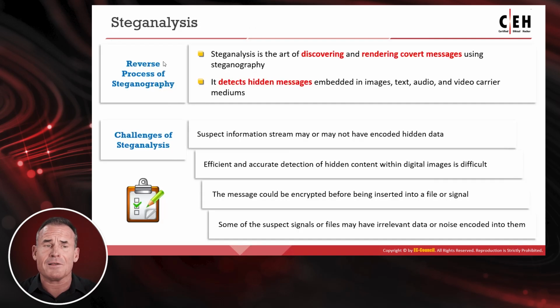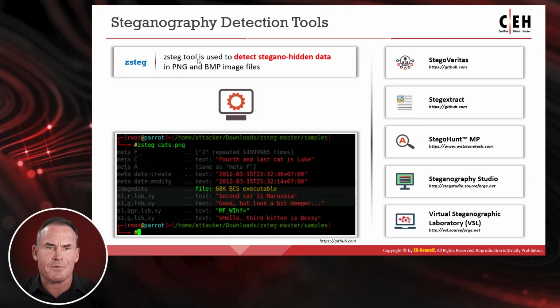All right, so steganalysis is reversing the process of steganography. It's detecting a malicious payload or suspicious payload in an image file, and I'll show you an example of that here in just a second. One other steganography detection tool is Zsteg. All right, so now that I've covered the slides, let's do the demonstration.